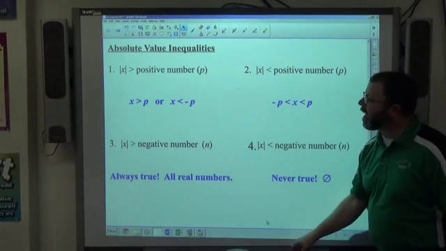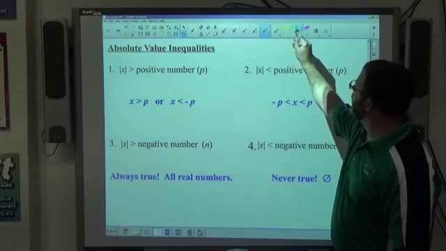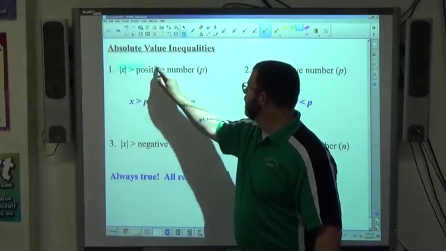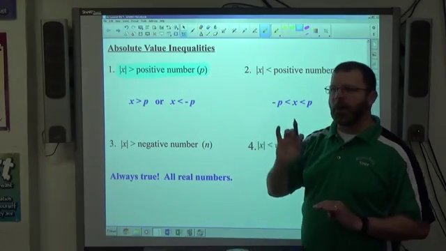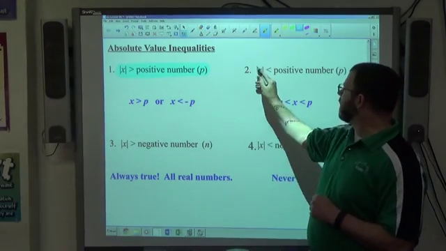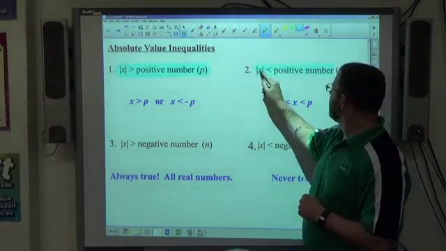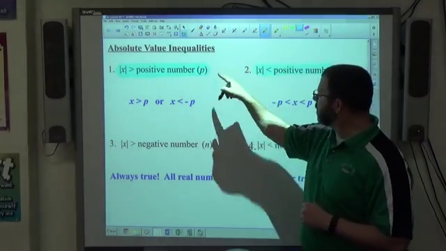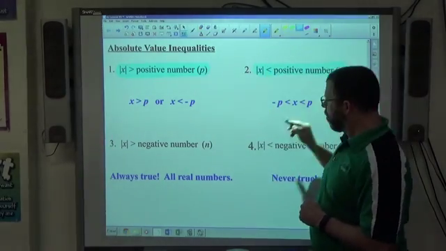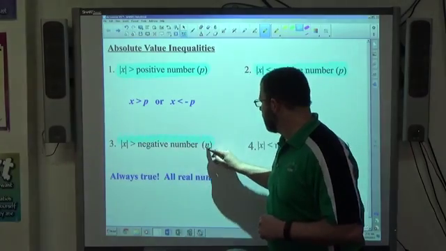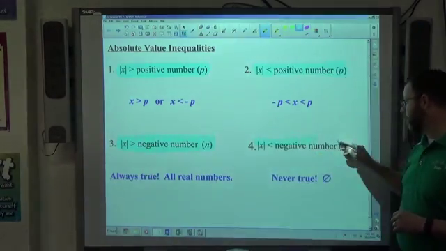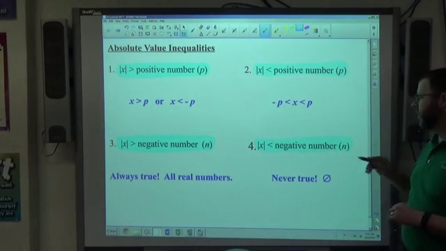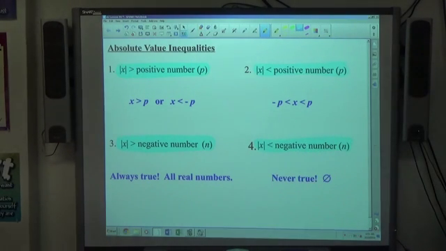The first priority in every single absolute value inequality is to get the absolute value expression all by itself greater than or less than a number, whether it be a positive number in this case or a negative number. Your first priority is to get that absolute value expression simply put all by itself on that one side and then greater than or less than another number.